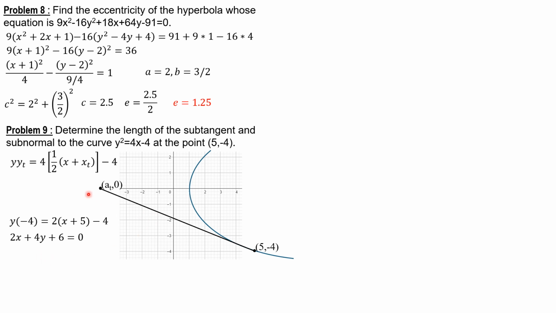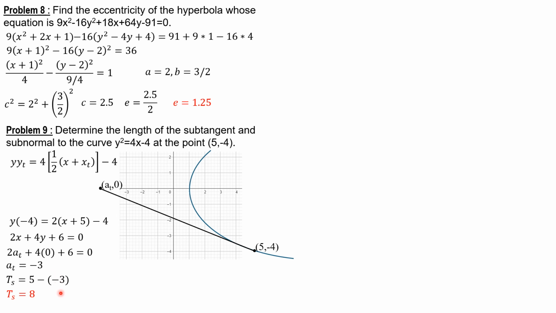So the length of the subtangent is this horizontal projection of the tangent. So we find a_t first. We just substitute x for a sub t, y for 0. So 2 times a sub t plus 4 times 0 plus 6 equals 0. So a sub t is equal to negative 3. So that means the length of the subtangent is the horizontal projection of this tangent, 5 minus negative 3, and that is 8. So the length of the subtangent is 8.